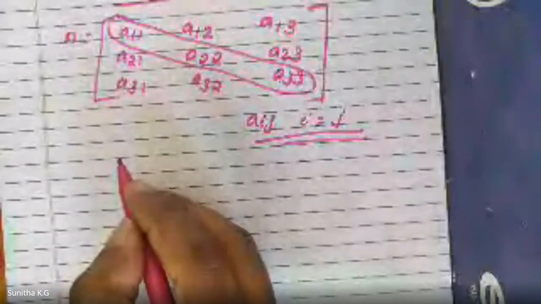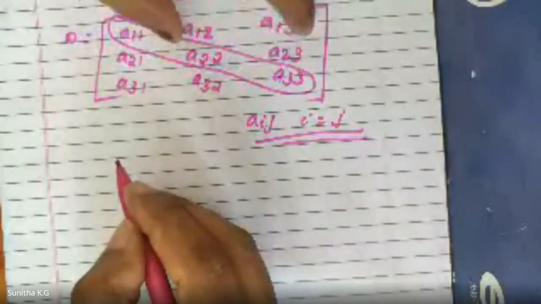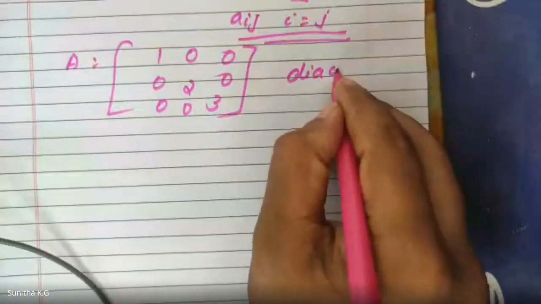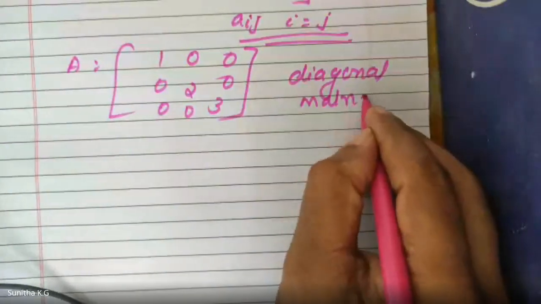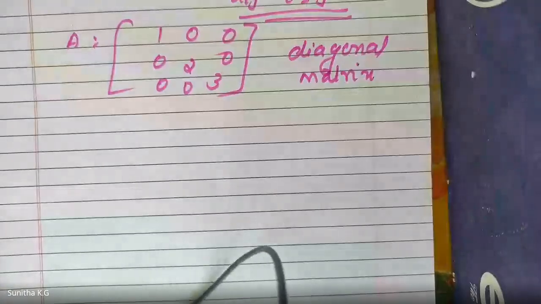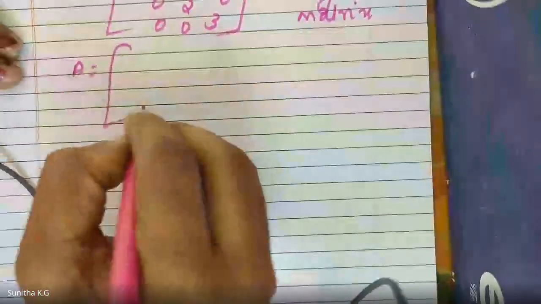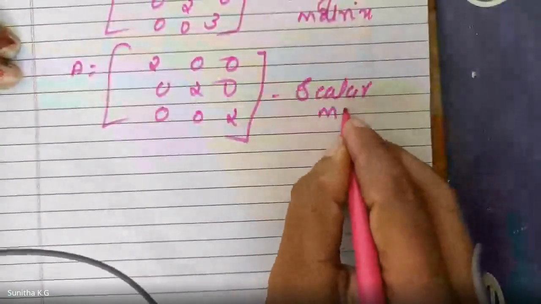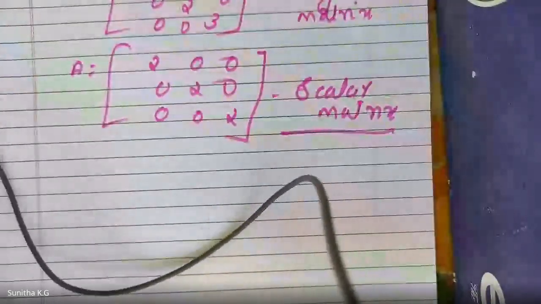If a matrix is said to be a diagonal matrix, then except for the diagonal elements, all the other elements should be 0. That is, if A equals 1, 2, 3 on the diagonal with 0s elsewhere, this is a diagonal matrix. Then what is the difference between a diagonal matrix and a scalar matrix? The diagonal elements will be the same. Very good. Diagonal elements should be the same. If a matrix is of this form, it will be a scalar matrix. Okay?